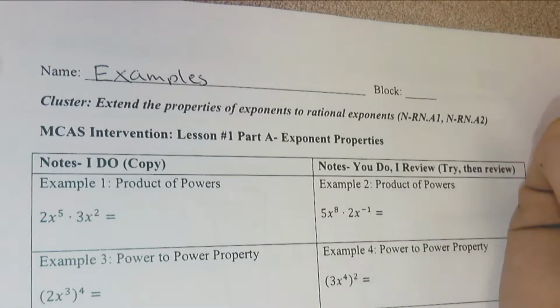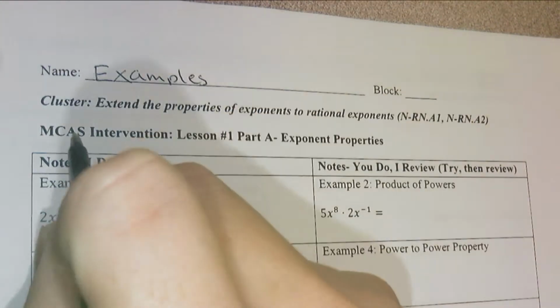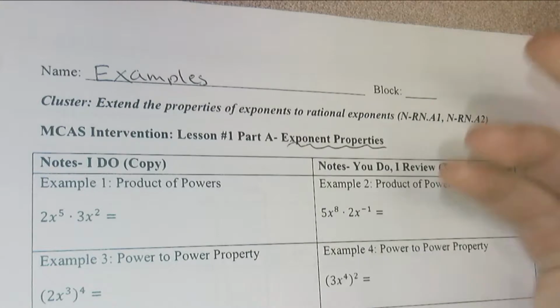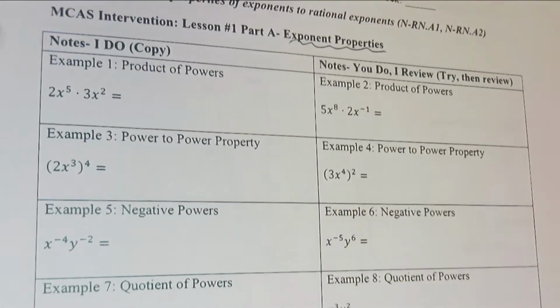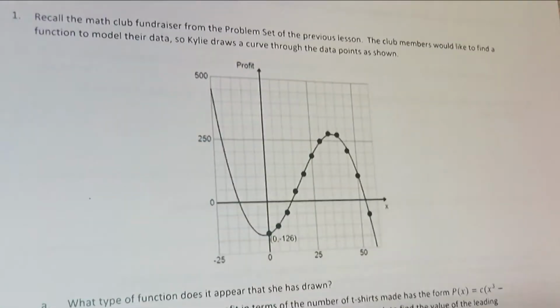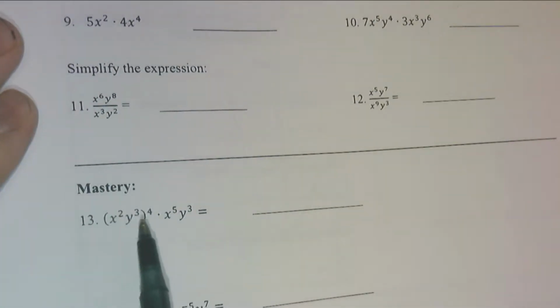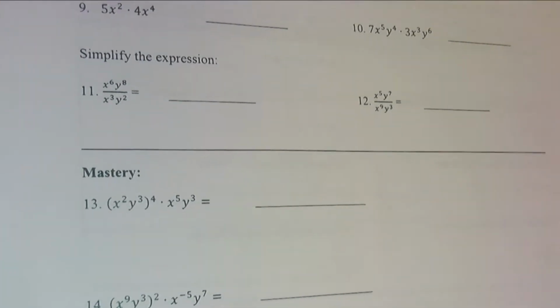Hi everyone, this is a walkthrough of our first lesson in our MCAS intervention class, which is covering our exponent properties. By the end of this, we want to know how to work with exponents. We'll be able to simplify expressions. If you look to the back, by the end, you should be able to simplify expressions that look like this, where we have variables with exponents, and we'll combine our rules to put them all together.